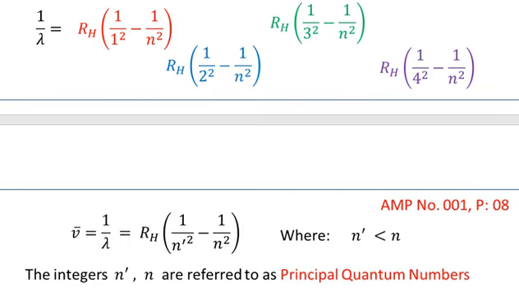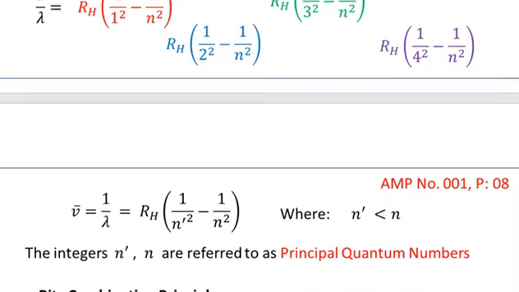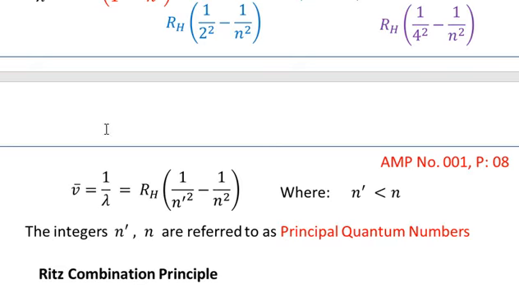You see that all these formulas can now be combined in a single formula. For example, nu bar is equal to 1 over lambda is equal to the Rydberg constant, and within the parentheses we have 1 over n prime squared minus 1 over n squared. And you see that this n, which appears in the second term, is always greater than n prime, as you have seen in these formulas.